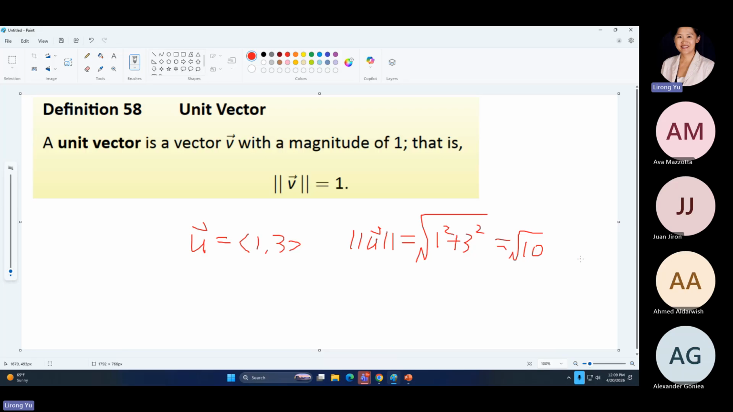We could turn it into a unit vector. So maybe we can say v equals, we divide each component by the magnitude, such as 1 over root 10 for the first component and 3 over root 10 as our second component. Every component is now divided by the magnitude. This time, if you square this plus square this, it will equal 1. So now it's a unit vector. So for a vector that's not a unit vector, we can turn it into one by dividing every component by the magnitude.